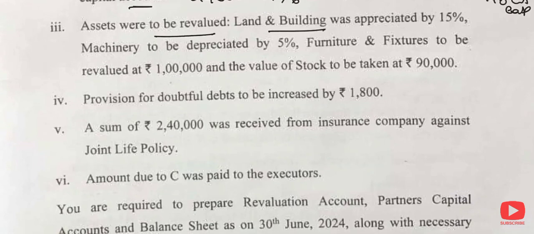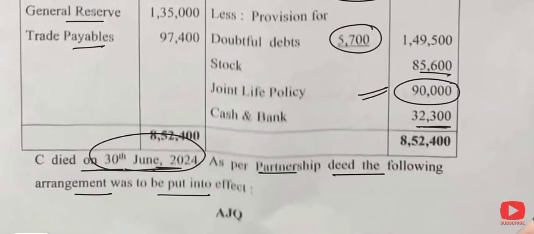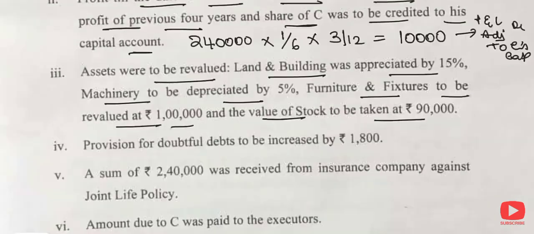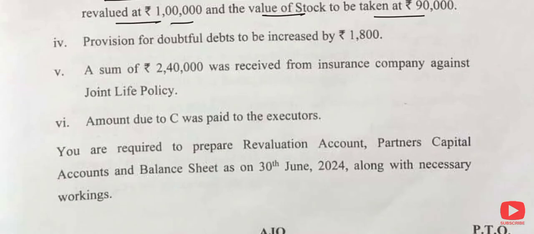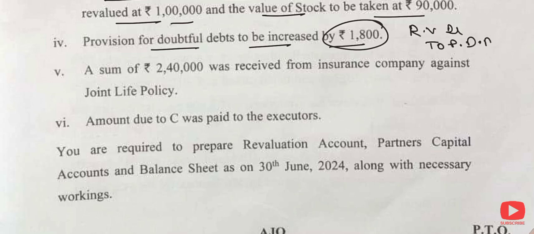Assets were to be revalued. Land and building appreciated, goes up. Machinery depreciated, goes down. Furniture and fixtures revalued at 1 lakh. How much is the furniture and fixture value? 1,05,000. So furniture and fixture is also going down. Value of stock to be taken as 90,000. How much is the stock value? Stock value is 85,600. So stock value is going up. Okay, simple revaluation points. Put it into revaluation account. Provision for doubtful debt should be increased by 1,800. Not increased to 2. Increased by 1,800. So we'll pass the entry. Revaluation debited to provision for doubtful debts going to be 1,800.